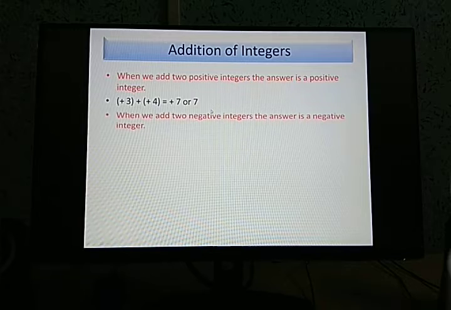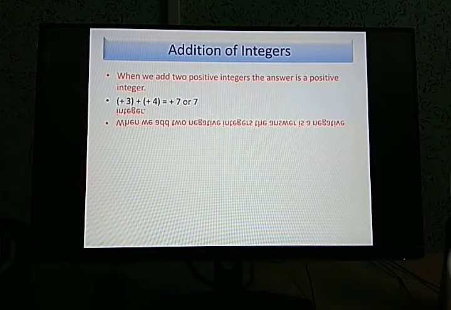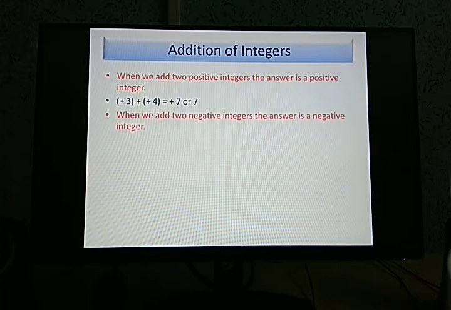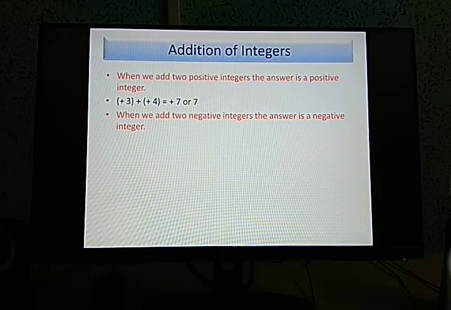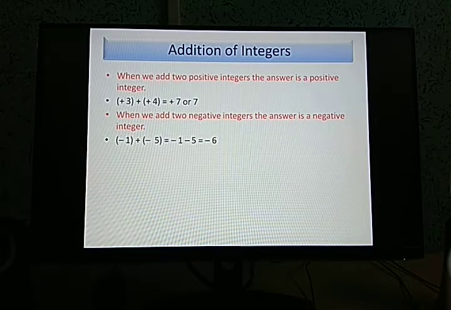Now the next condition is when there are two negative integers. That means both the integers are negative. Then what will happen in that case? In that case, the resultant answer will be negative. As an example, you can see minus 1 and minus 5.